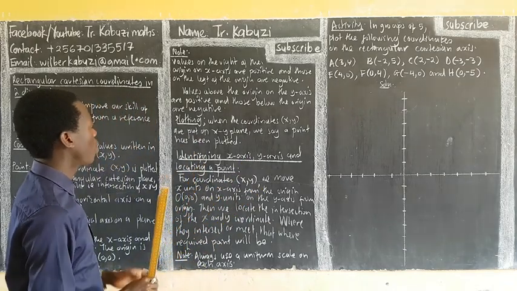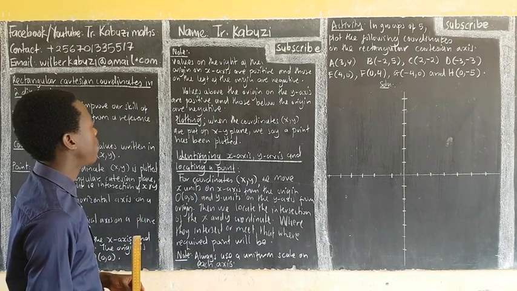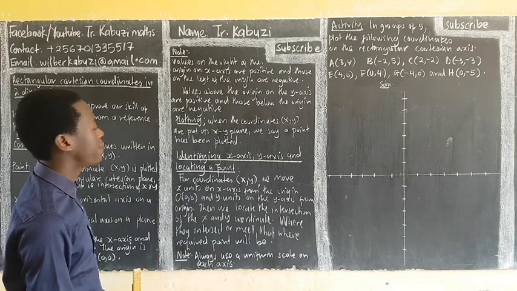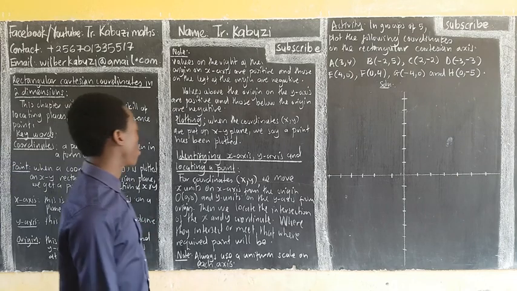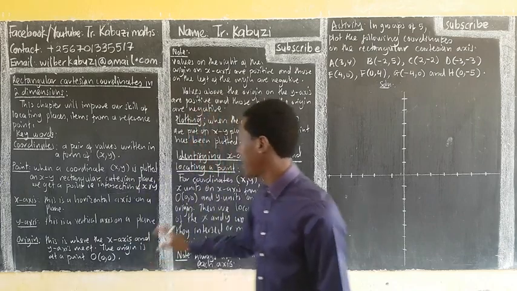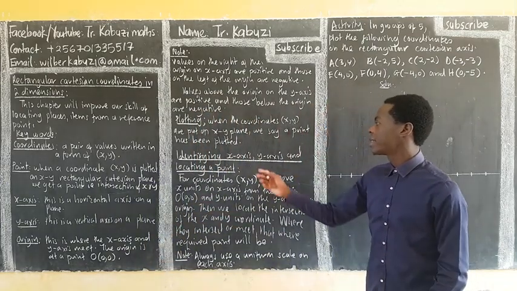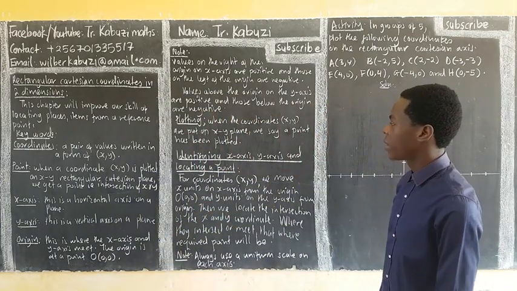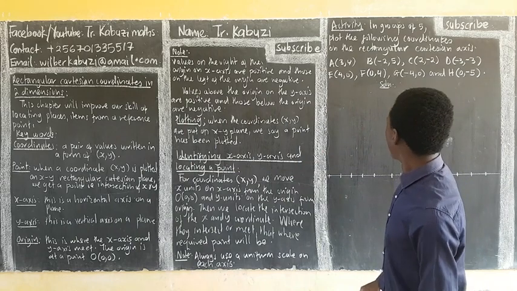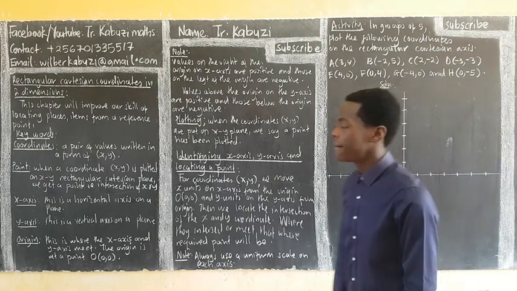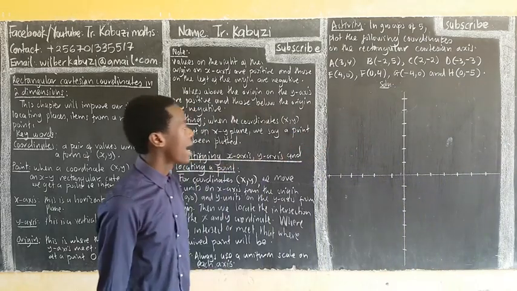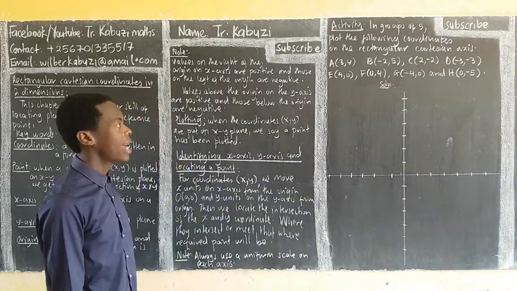Plotting: when coordinates x, y are put on the xy plane, we say the point has been plotted. So to locate a point on the xy plane, that's what we call plotting. Let us see now identifying the x, y axes and then locating a point. Of course, if I give you these 2, now I think you are able to identify the x-axis and the y-axis.